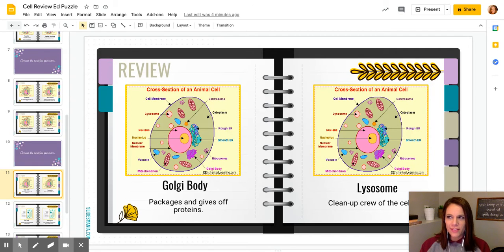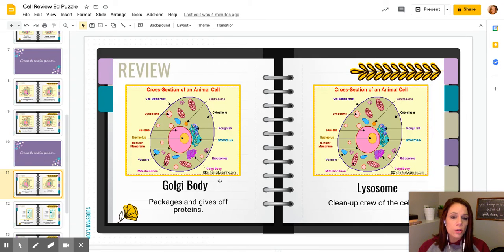So again, I think of it kind of like Amazon. I order something on Amazon, which I order a lot on Amazon. I get like a package a day. When I order something on Amazon, whatever object I order, whatever gift I'm ordering, they're going to put it in a box, and they're going to tape it shut, and they're going to get it ready to be sent to me. That's what the Golgi body does.